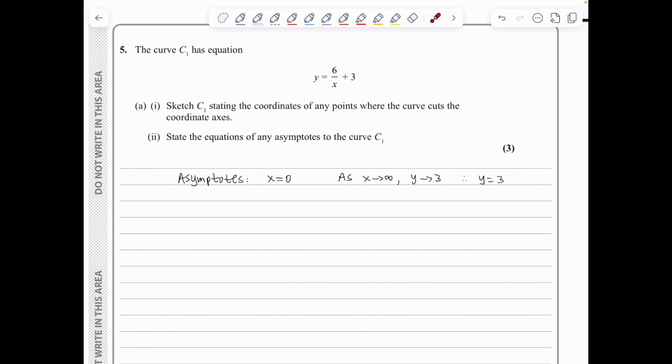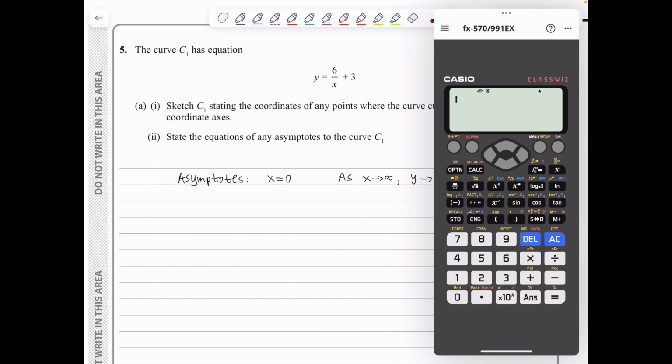For the horizontal asymptote, an alternative approach would be to use my calculator. I'm going to substitute a really big value on my answer key, and then I'll do 6 over Ans plus 3. Essentially I'm simulating the process of x growing very large. I press the equal sign, I see the 3 here. So the equation of the horizontal asymptote is indeed y = 3.